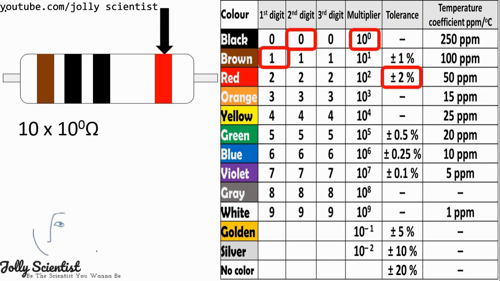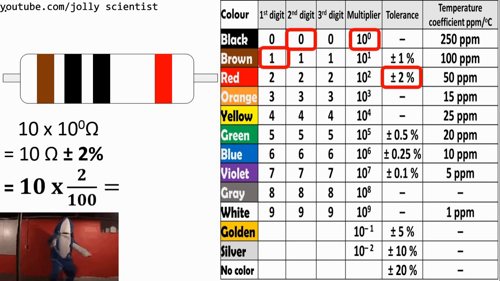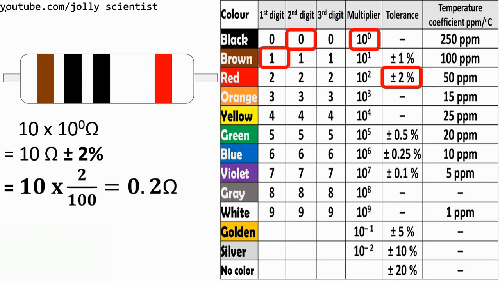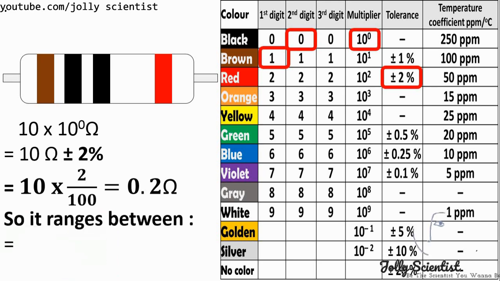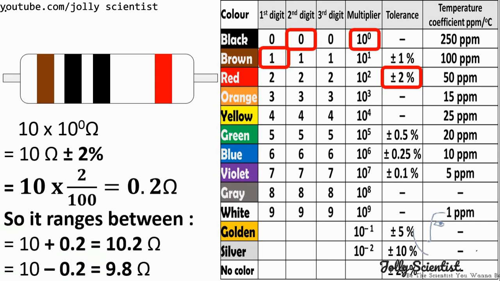The fourth is the tolerance, which is plus or minus 2%. So we will say 10 plus or minus 2%. 10 times 2 divided by 100 equals 0.2 ohms. The range of this resistor will vary between 10 plus 0.2 or 10 minus 0.2, which is 10.2 or 9.8 ohms. Easy, right? Let's look at another one.